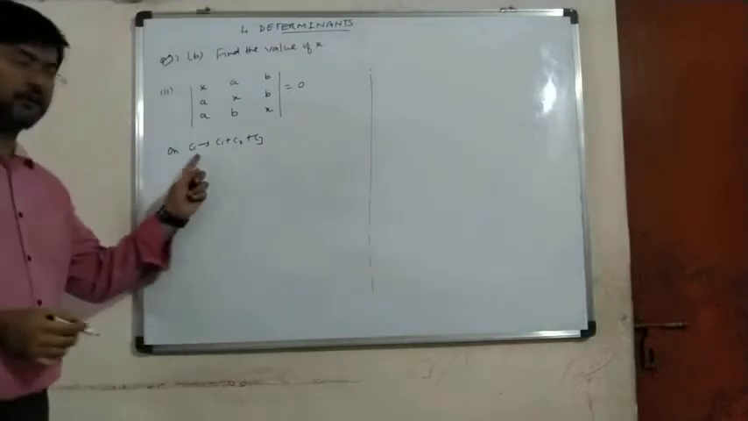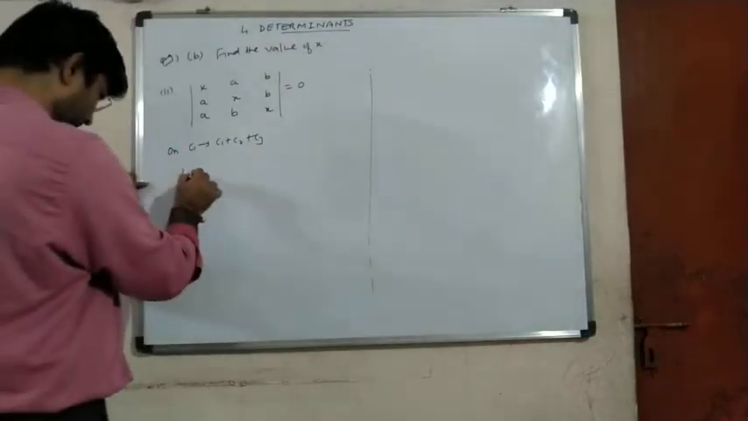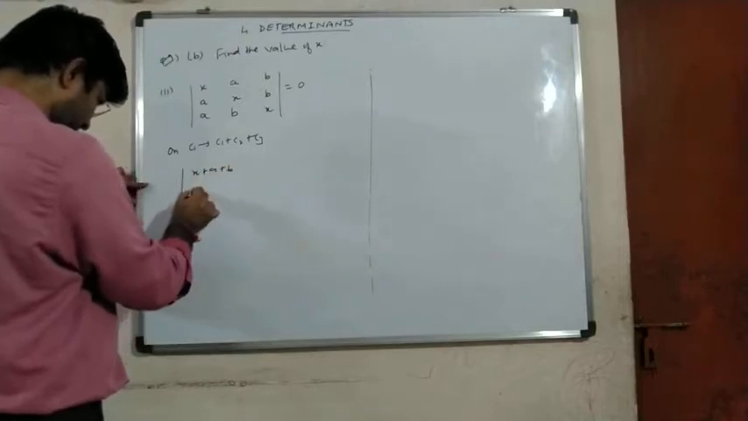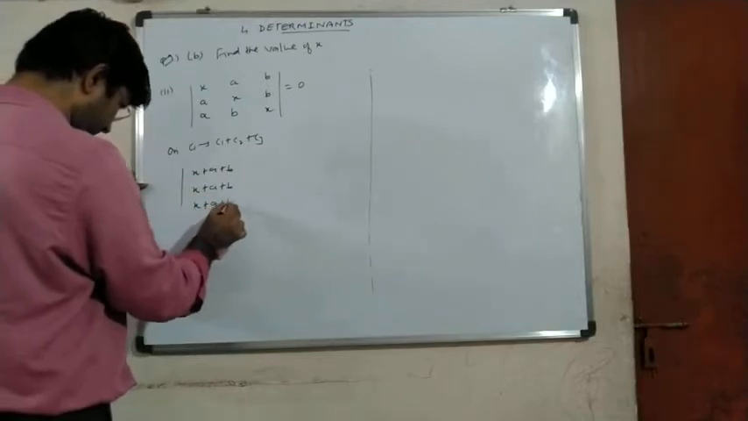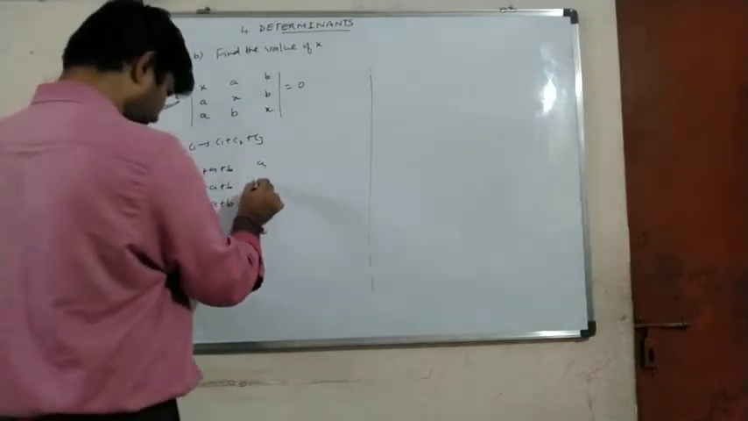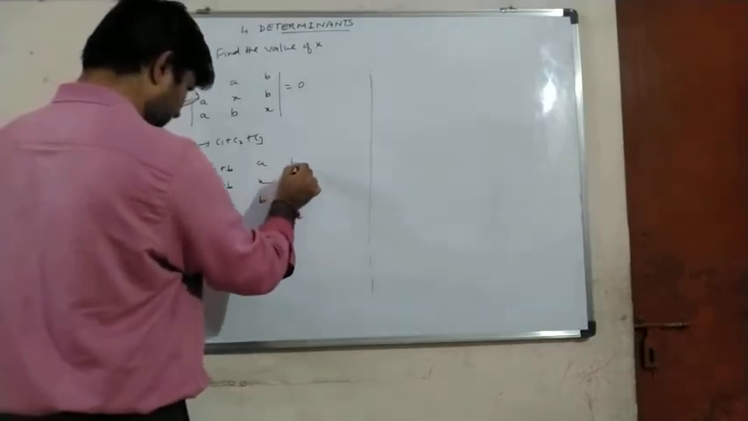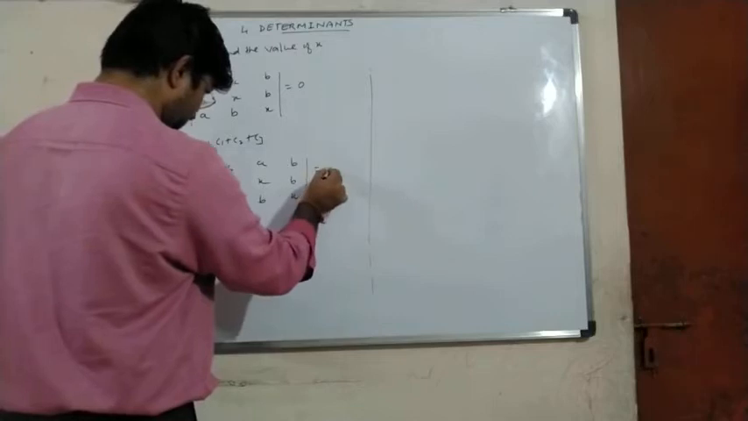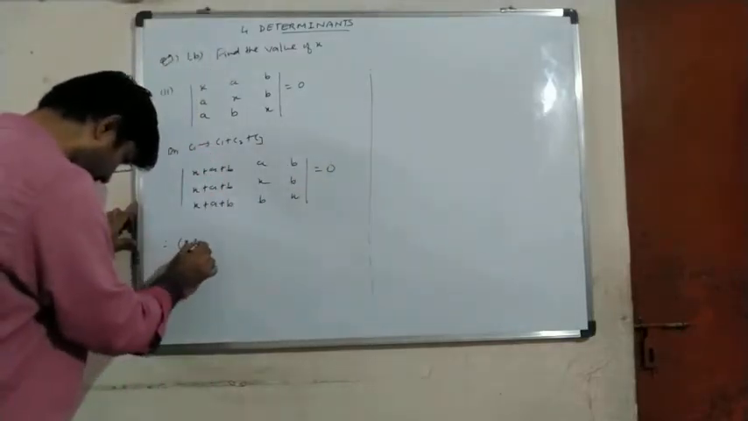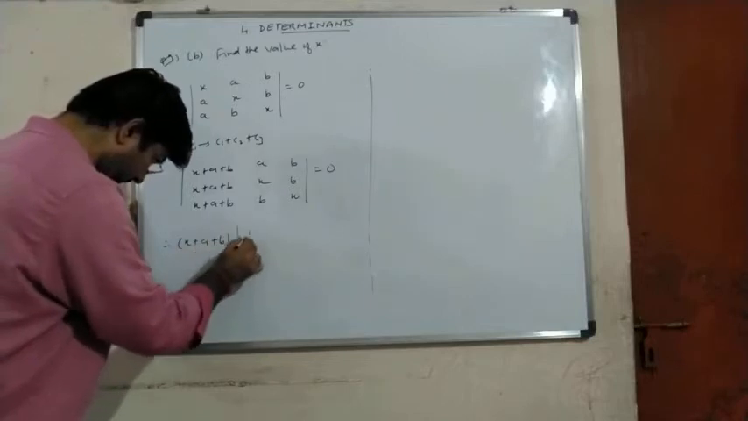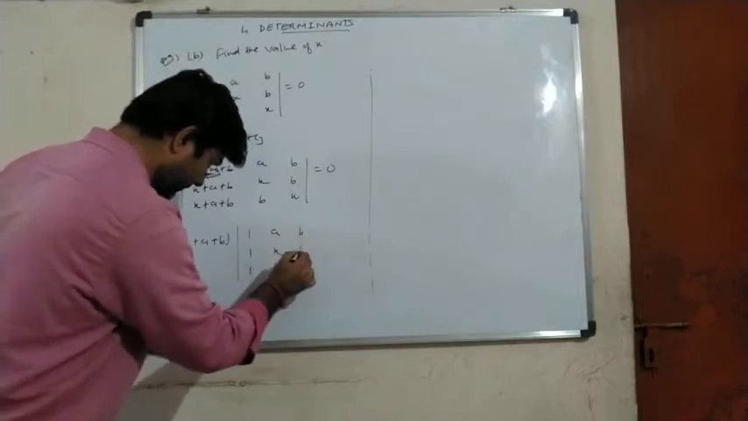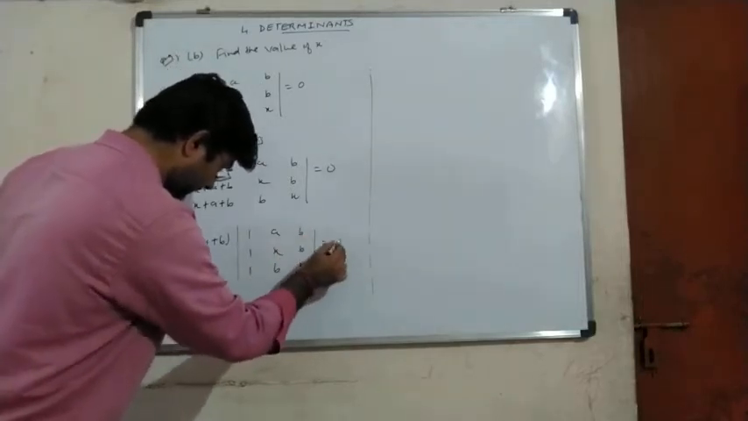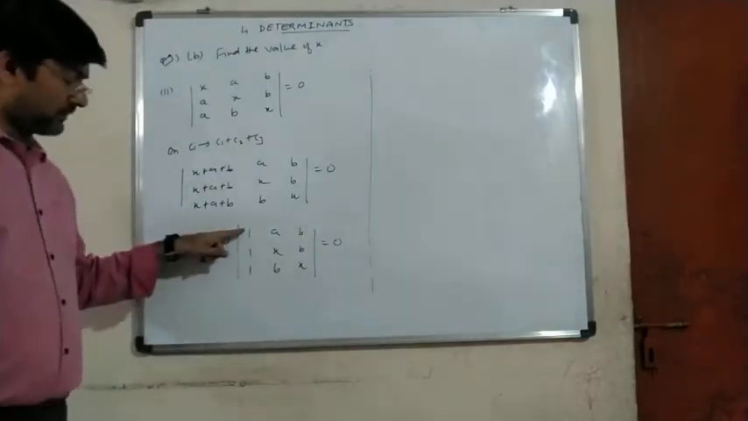Okay, so on C1 we will add C1 plus C2 plus C3, so we get x plus A plus B, x plus A plus B and x plus A plus B, again A, x, B and B, B, x equal to 0. Now we can take common x plus A plus B, so we will get 1, 1, 1, A x b b b x equal to 0. Now on R1 minus R2 and on R2 minus R3.